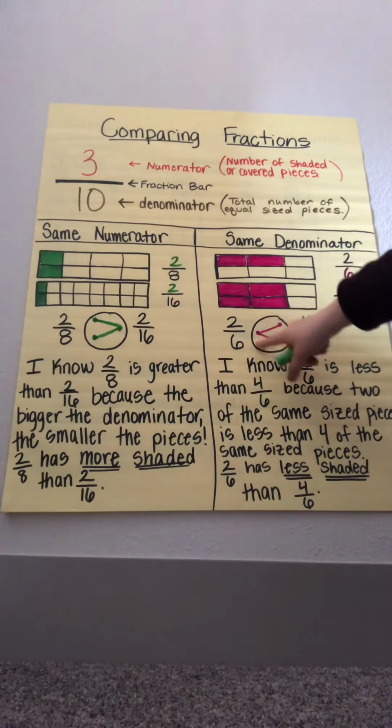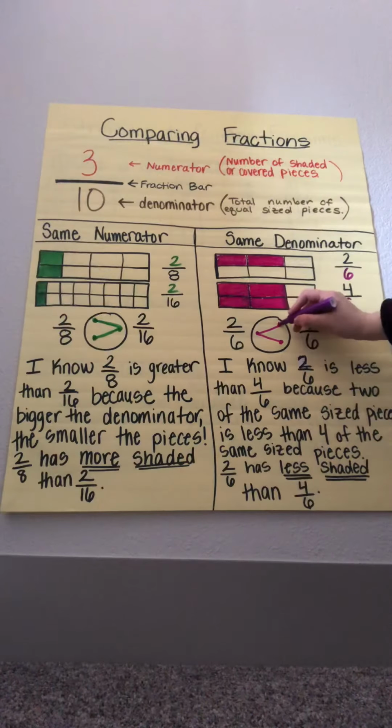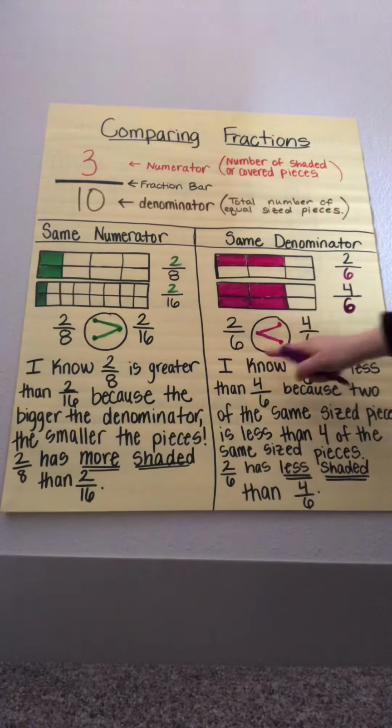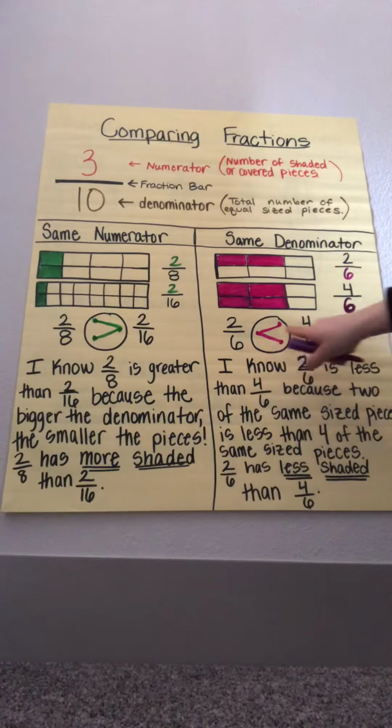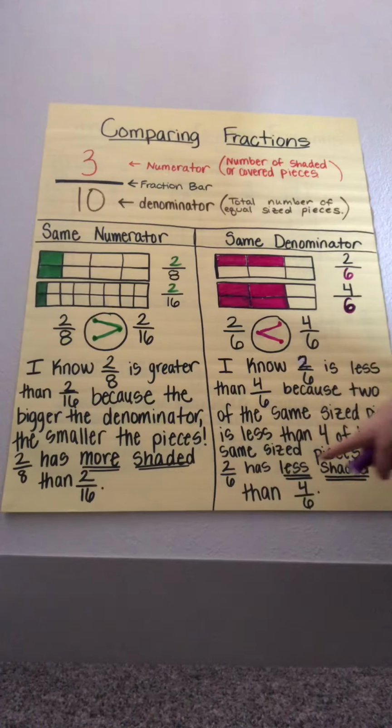So when I compare right here, I put the 2 dots next to the bigger number. I know 4/6 is bigger than 2/6. And then I would draw my alligator. When I read this, it says 2/6 is less than 4/6. So here's how I'd explain. I know 2/6 is less than 4/6 because 2 of the same size pieces is less than 4 of the same size pieces. 2 is less than 4. So 2/6 has less shaded than 4/6.